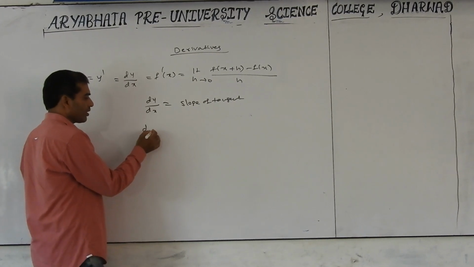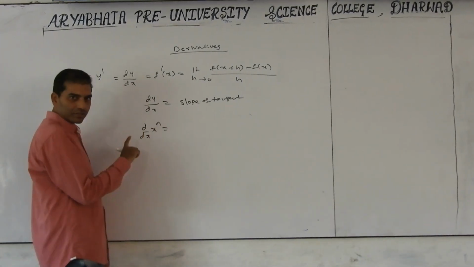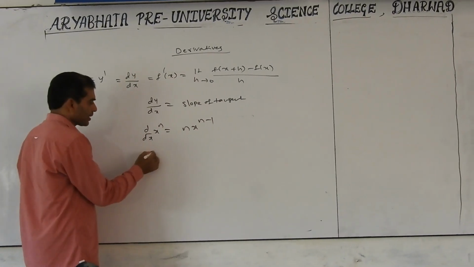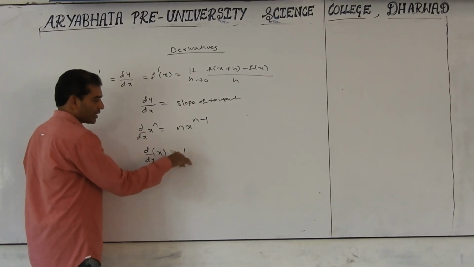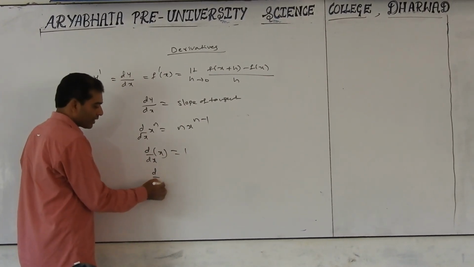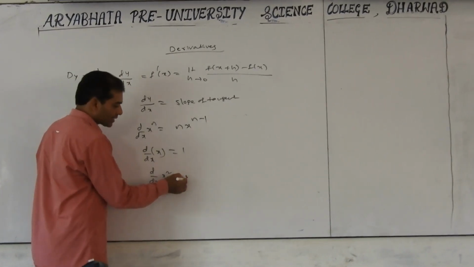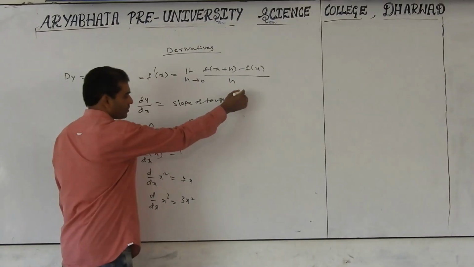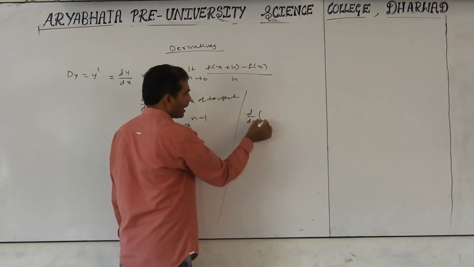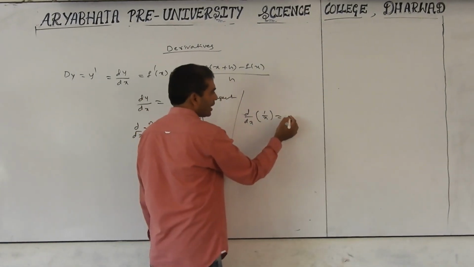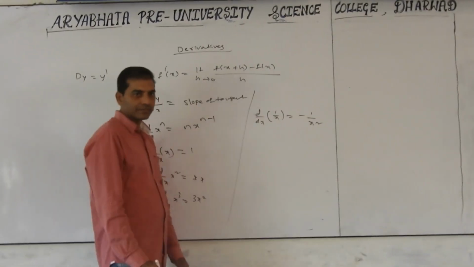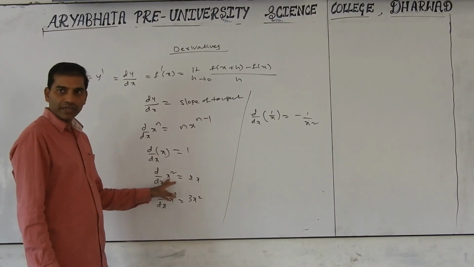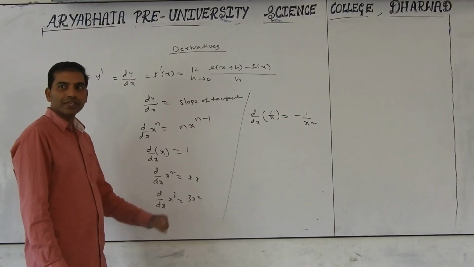There are standard formulas we have discussed in first year and even yesterday. Derivative of x raised to n equals n into x power n minus 1. d by dx of x equals 1. d by dx of x squared equals 2x. d by dx of x cube equals 3x squared. d by dx of 1 by x equals minus 1 by x squared.